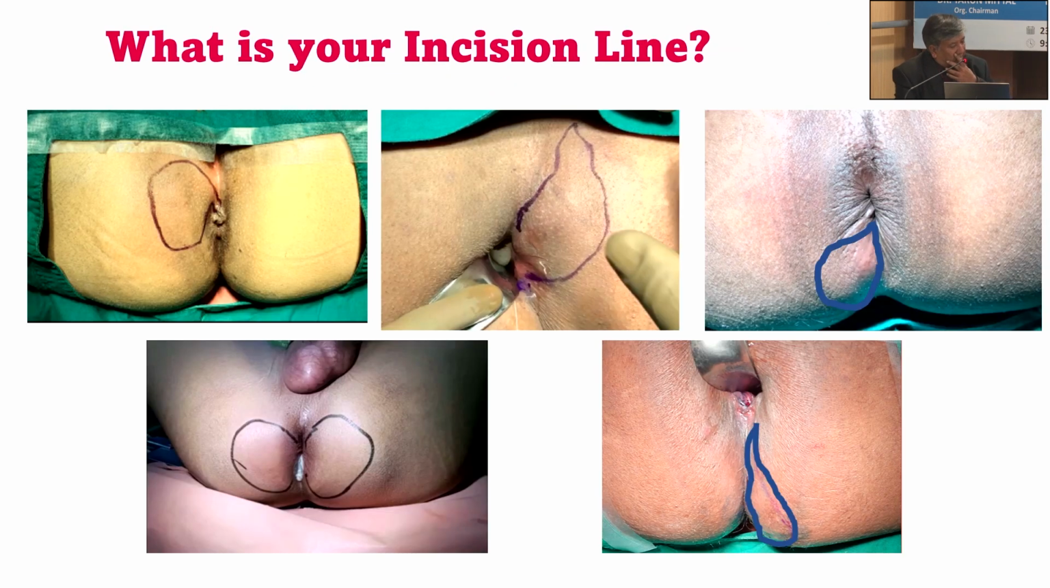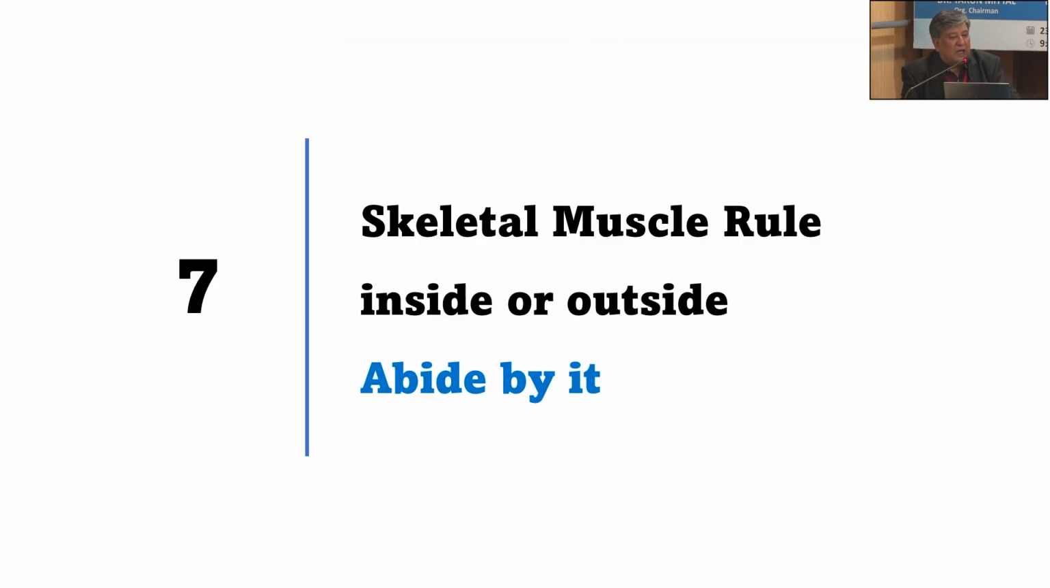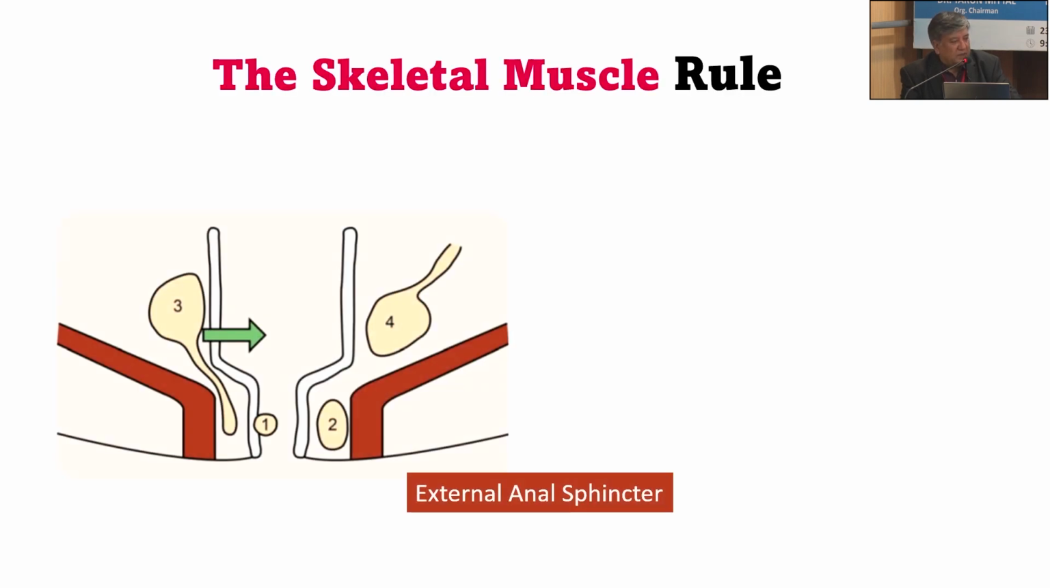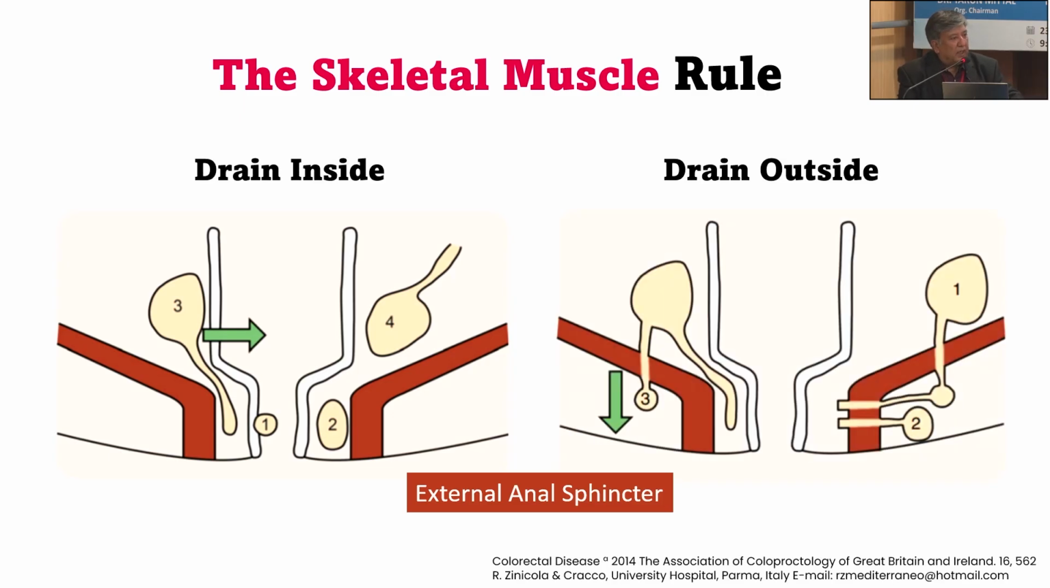Now these pictures are an exam for you. What are you going to do in these patients with abscesses? Skeletal muscle rule: do you drain inside or do you drain outside? You have to abide by it. The skeletal muscle rule says the external anal sphincter is the muscle you have to think of. Abscesses which are medial to the external anal sphincter and do not cross it have to be drained inside the anal canal. Anything which crosses the external anal sphincter, you have to drain outside and inside both.